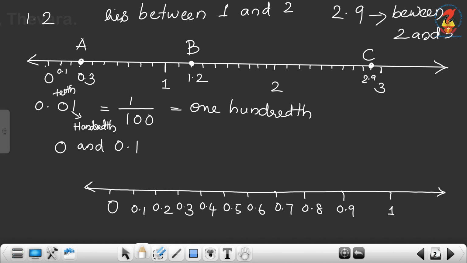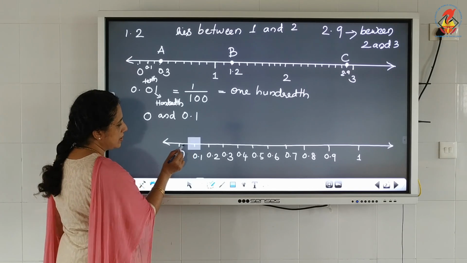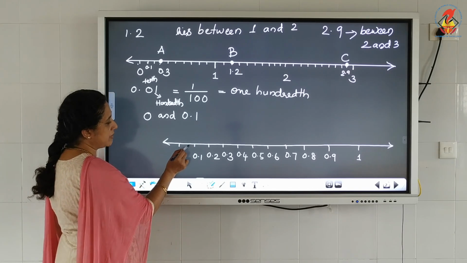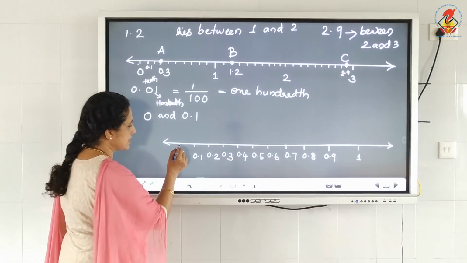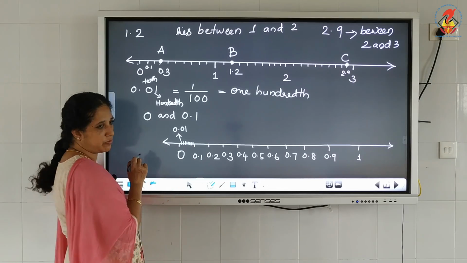Then if you want to represent 0.01 on the number line, 0.01 means 1/100th. So it lies between 0 and 0.1. So the distance between 0 and 0.1 should be divided into 10 equal parts. Again, you have to divide this distance into 10 equal parts: 1, 2, 3, 4, 5, 6, 7, 8, 9, 10. And the first part will represent the decimal number 0.01. So 0.01 lies between 0 and 0.1.